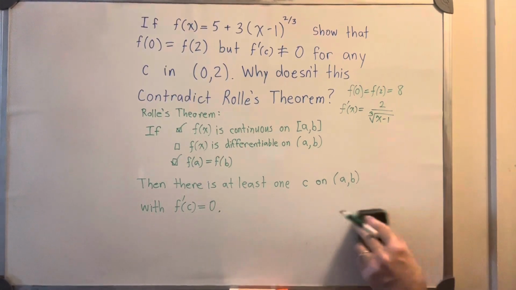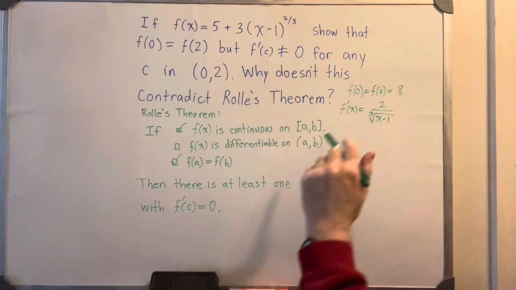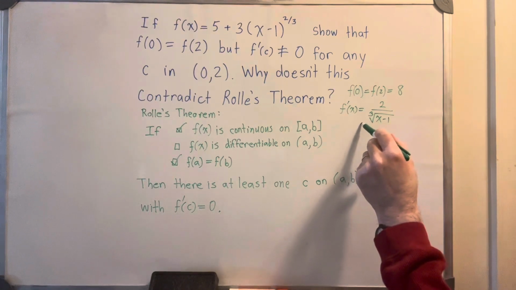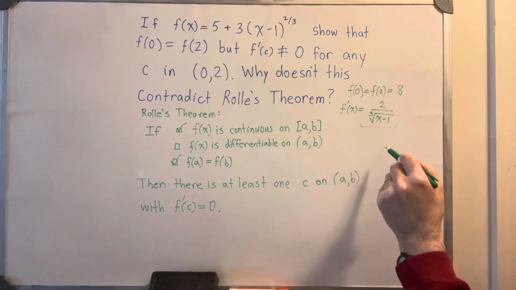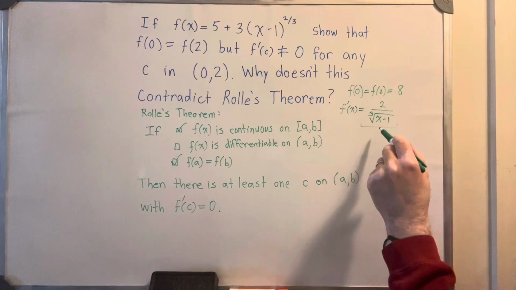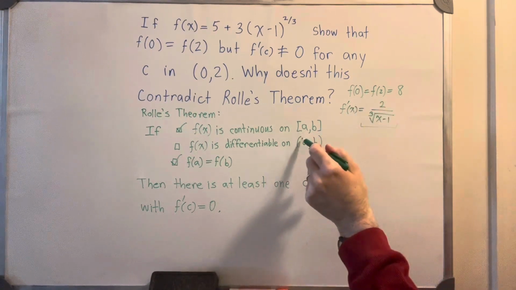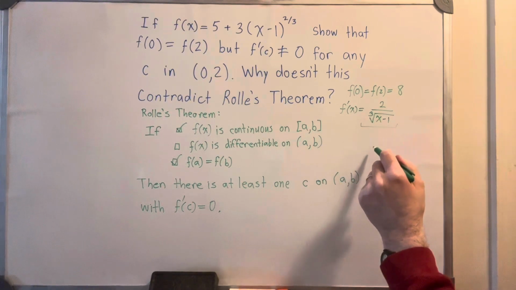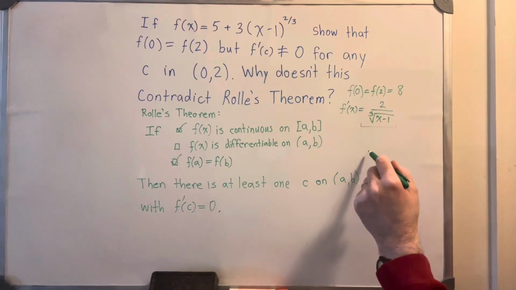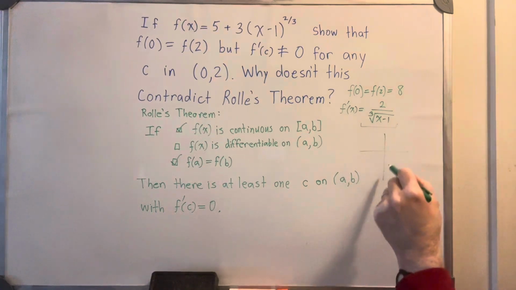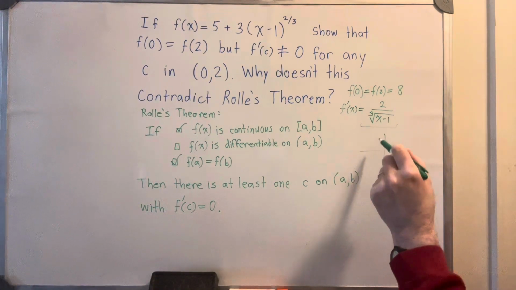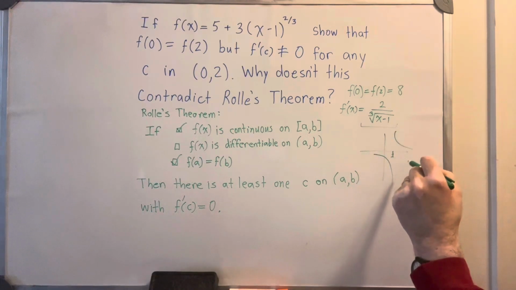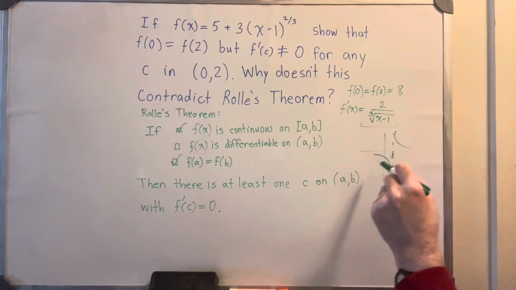So let's look at the derivative function right here. Look at this. If x equals 1, 1 is in the interval (0, 2). This function has a vertical asymptote. It kind of looks like this at 1. So this is not a differentiable function.